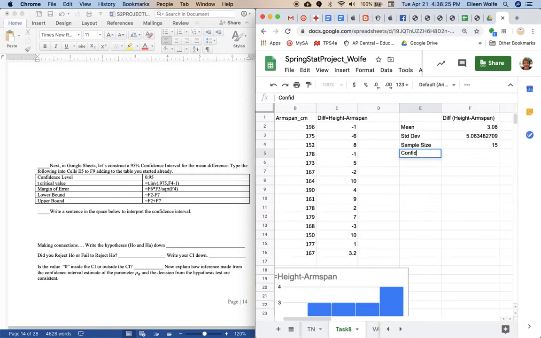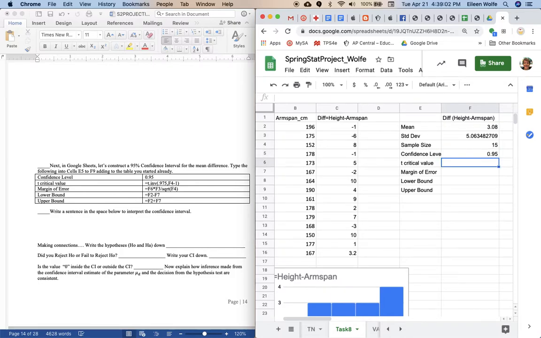So let's type confidence level, t critical value, lower margin of error, lower bound, and upper bound. So this is 0.95.